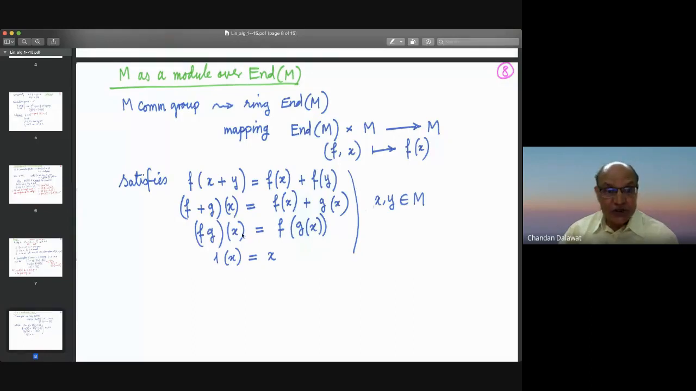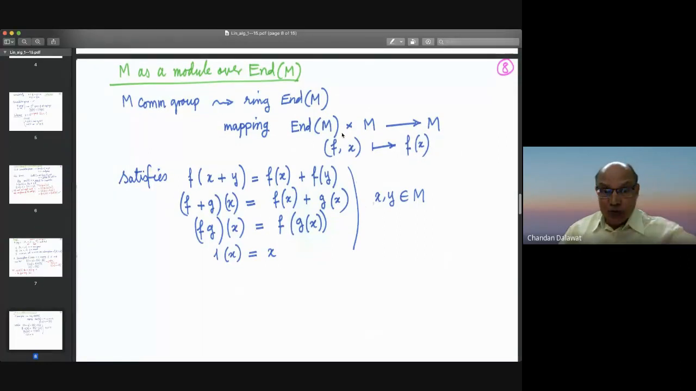Similarly, fg of x is f of g of x. That's how it's defined. The multiplication is the composition of mappings. And 1 of x is x. That's true because 1 is actually the identity mapping of M. So there is nothing mysterious about this. These are all very obvious conditions.